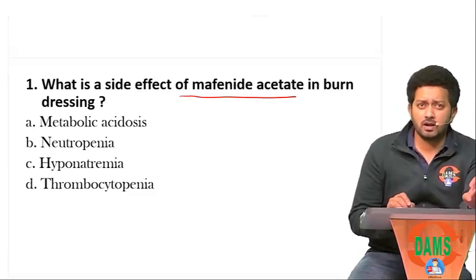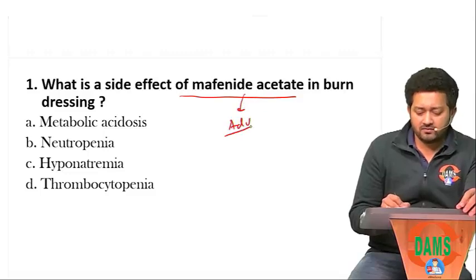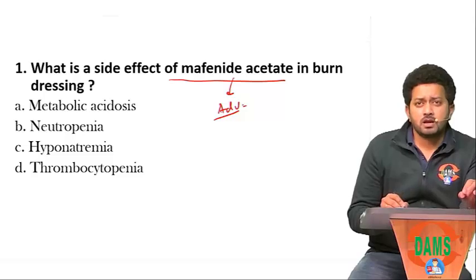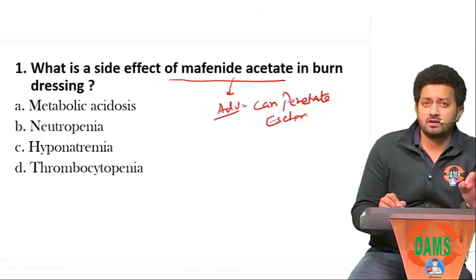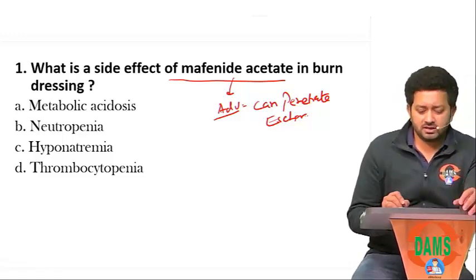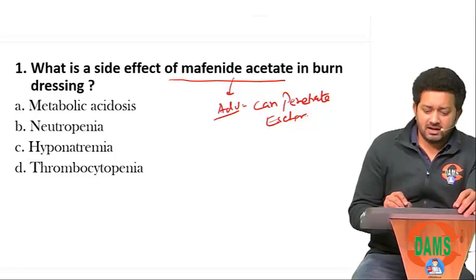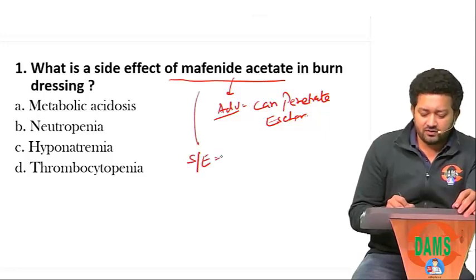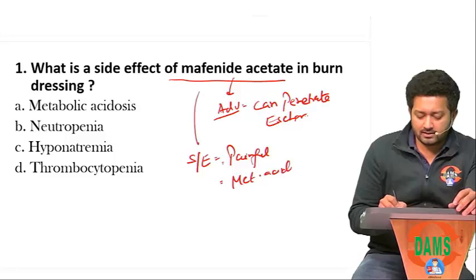Mafenide acetate is a local antibiotic which is used in burns. The advantage of mafenide acetate is that it can penetrate the eschar and go beyond it to give its antibiotic effect. The other local antibiotics are not capable of penetrating the eschar, and it is also highly effective against Pseudomonas. But the side effects are, first of all, its application is painful, and second, in large quantity it can lead to metabolic acidosis.